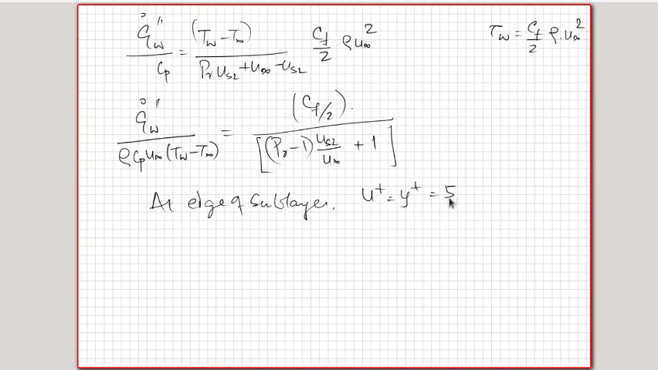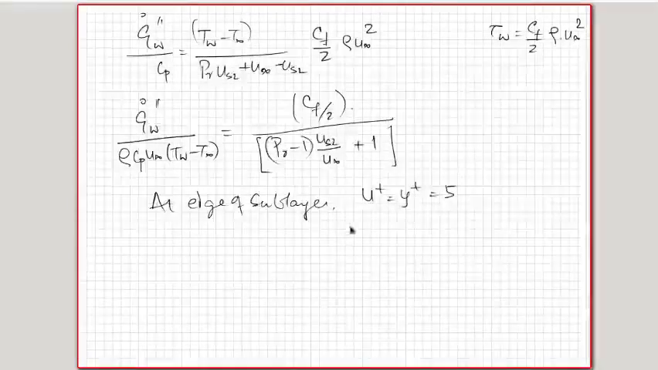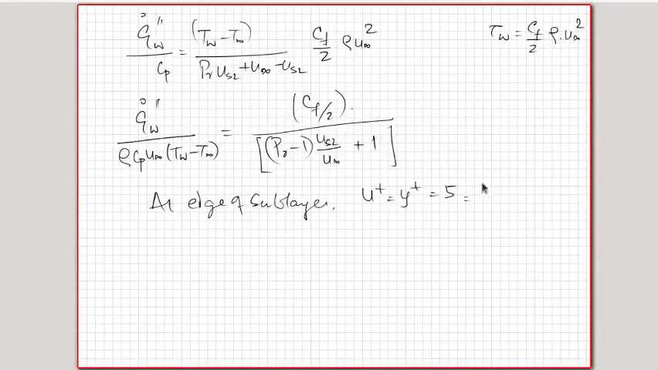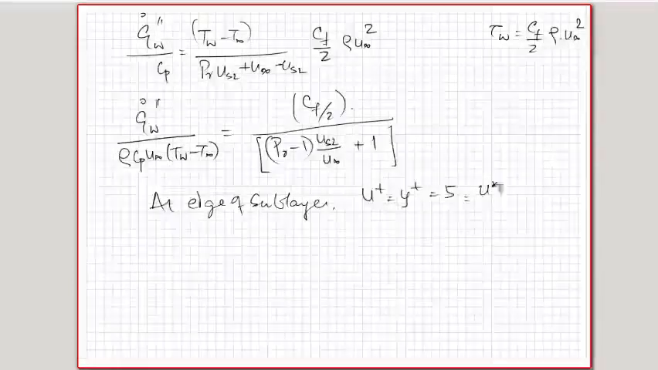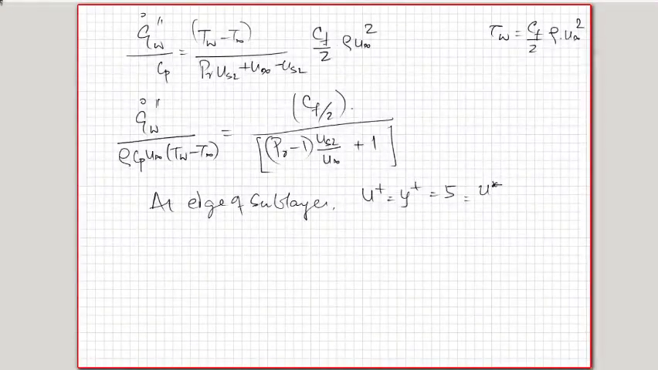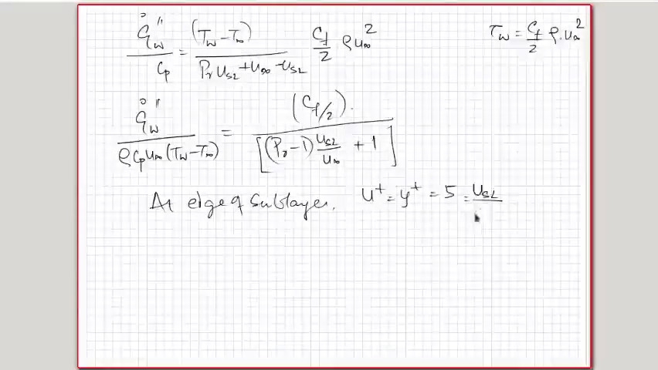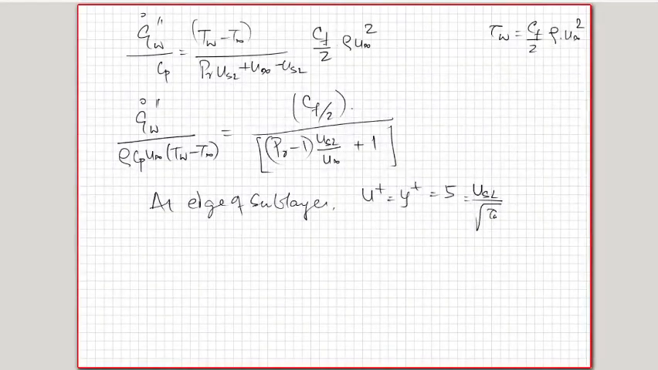So u plus equal to y plus equal to 5 at the edge of the sublayer, and this is equal to u by u star, right? So at that location u is u_SL, so it is u_SL divided by u star. U star is nothing but square root of tau wall by rho.